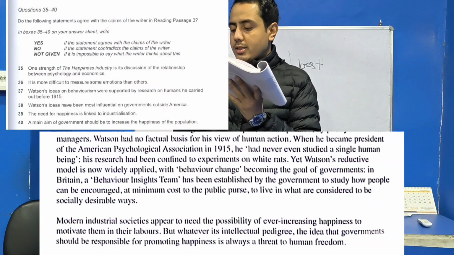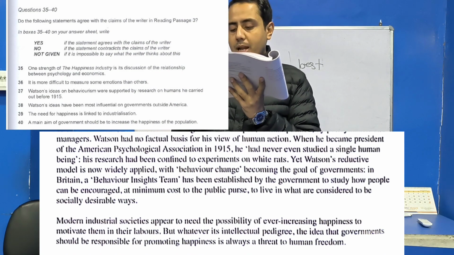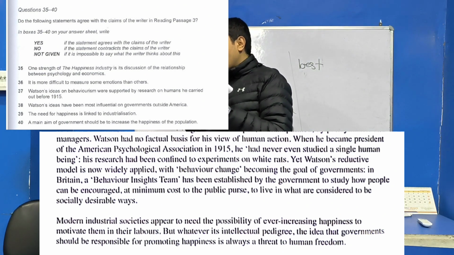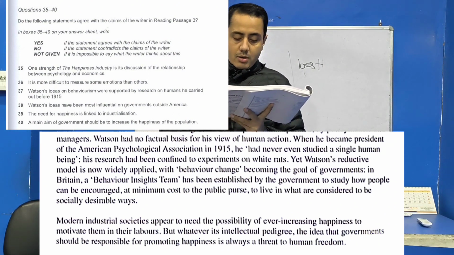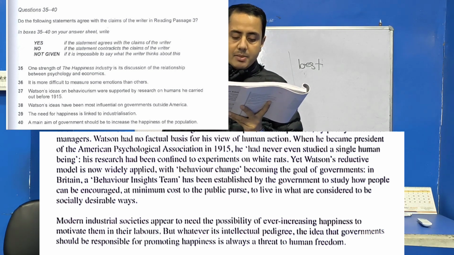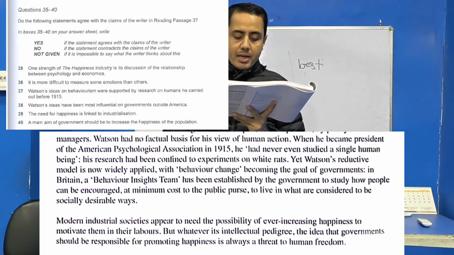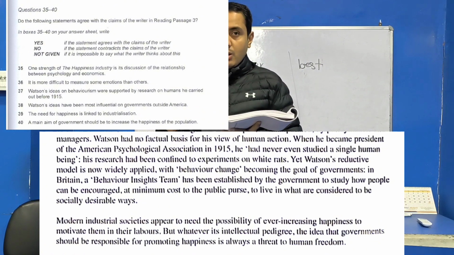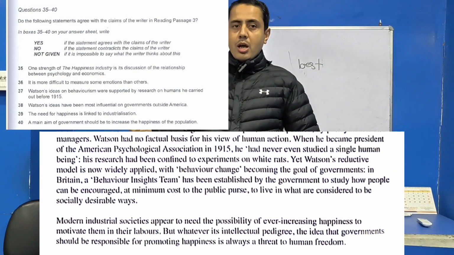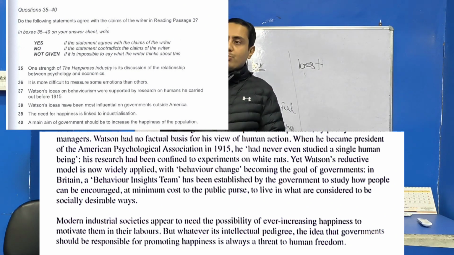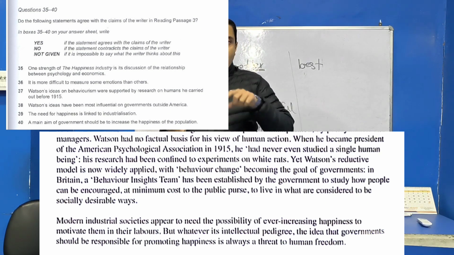Here, in the second last paragraph, it says, yet Watson's reductive model is now widely applied, with behavior change becoming the goal of governments in Britain. So we know in Britain, government applies these ideas because a behavior insights team has been established by the government to study how people can be encouraged. So in Britain, Watson's ideas influenced the government. We know that for sure. The question is, the influence is more in other countries than in America. We don't know how much influence it had in America itself.